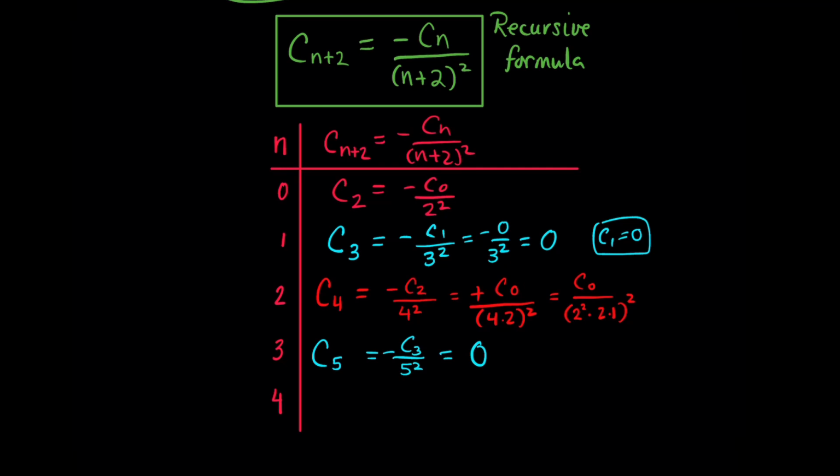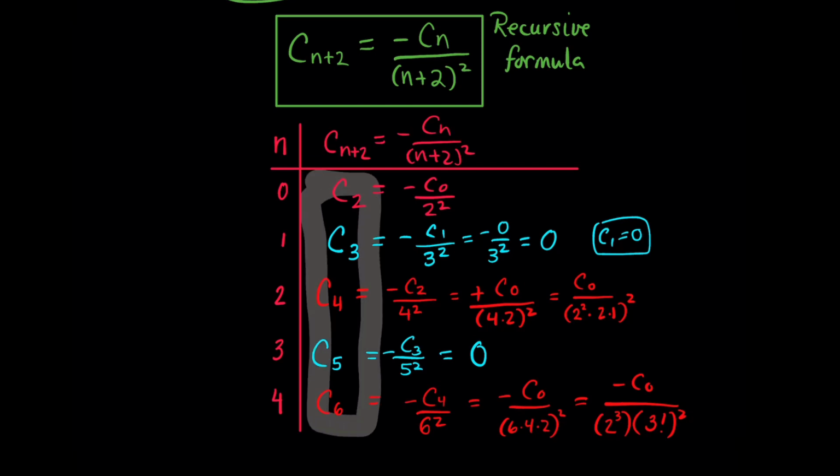As we just generate a few more terms, it'll make the pattern a little more clear. So we'll go out to n equals 4, which will give us the term c6 is equal to negative c4 over 6 squared, and then we just replace some of those variables. Substitution. And finally, we can write out a general term. That last term should have a 2 cubed and then squared.